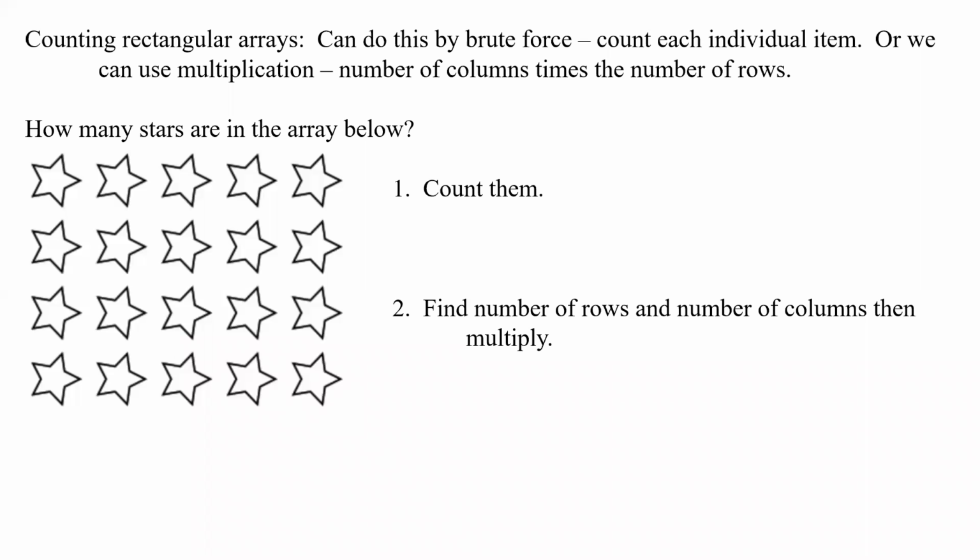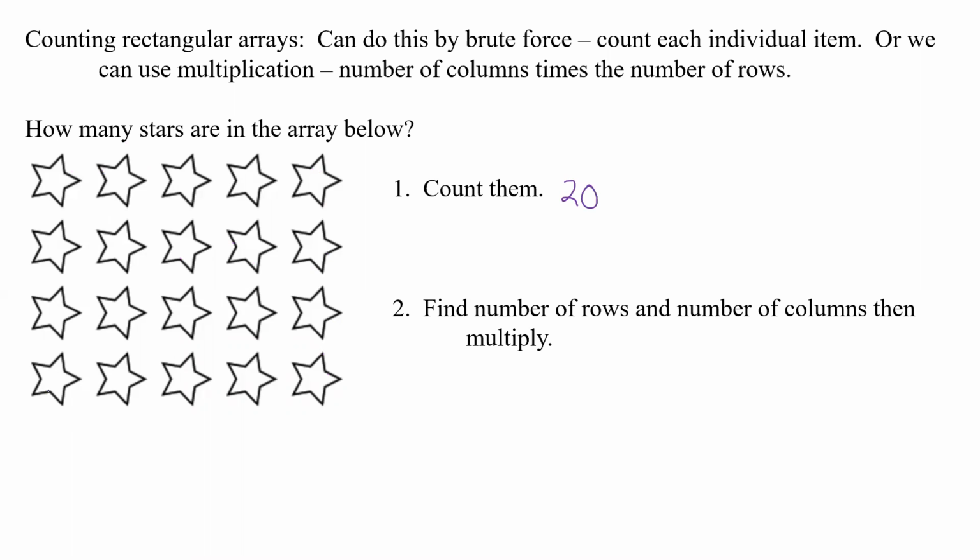And to do that, what we're going to do is take the number of columns. So here we have 5 columns times the number of rows, 4 rows. 5 times 4 is 20. And we didn't have to do anything but count the number of columns and the number of rows. And so let's see here. Well, we counted them and we found there was 20. That was easy, just brute force.